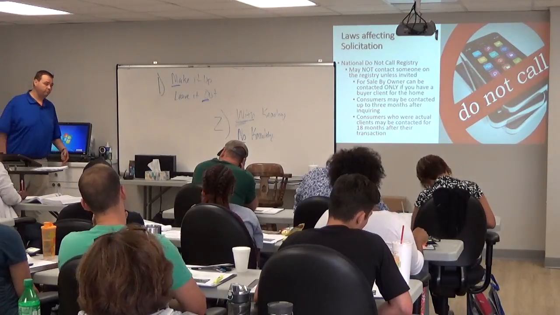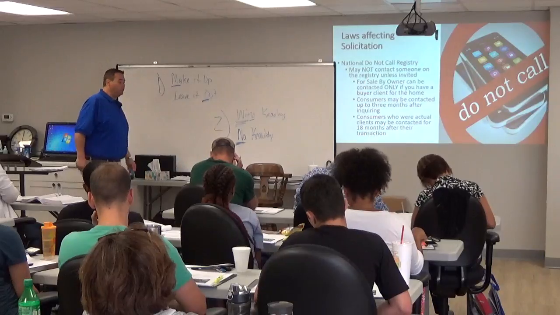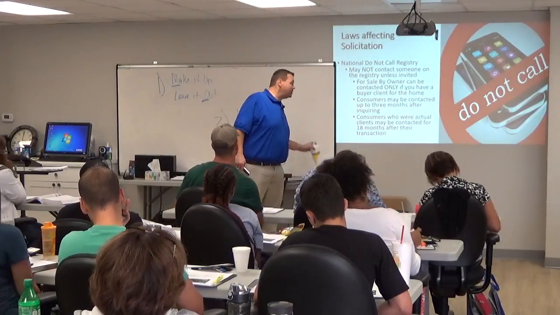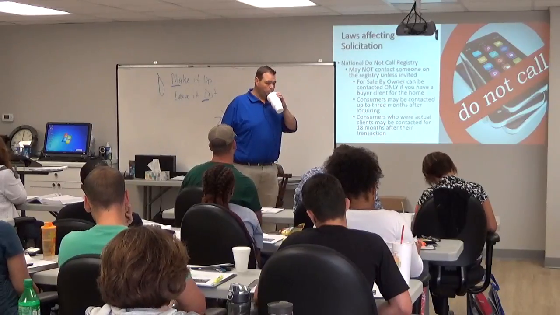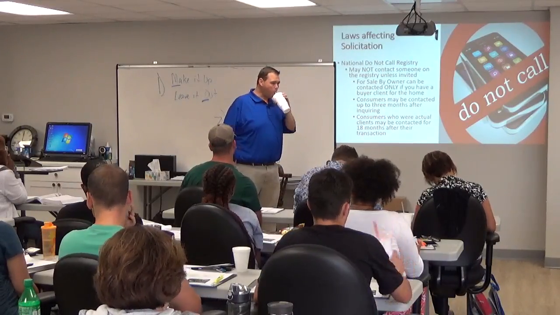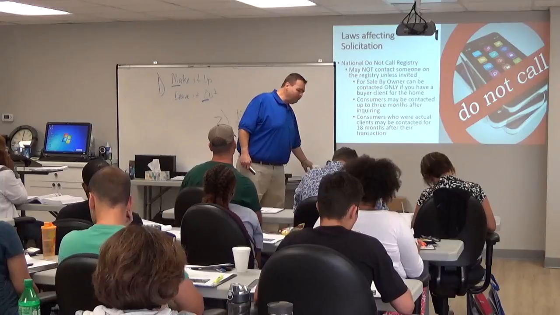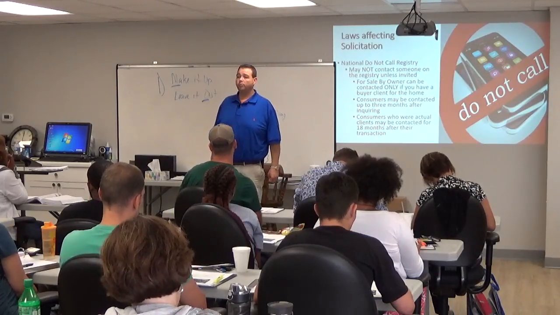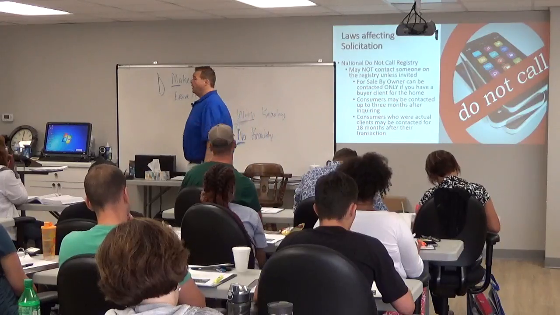What's the first one? They're for sale by owner, and you have what? You have a buyer client. What's the second one? 3 months after they did what? They inquired. They asked me to call them. They filled out a form somewhere. And then what's the last one?